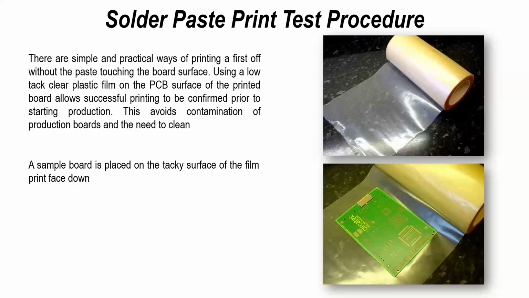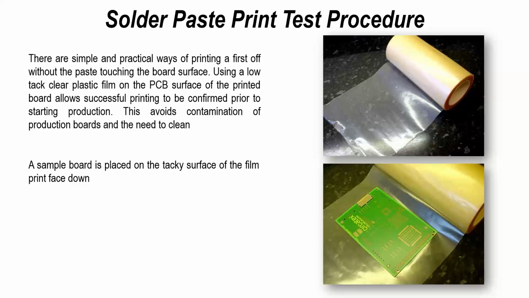Now, I visit a lot of companies, and I do get frustrated sometimes that people don't do first off prints. They may do first off prints on production boards, which is a bad thing, because you've got to clean the board afterwards if you're unhappy. So by using tacky film, as I illustrate here, it's a simple, cheap and cost-effective way to look at the quality of printing before you actually contaminate the board.